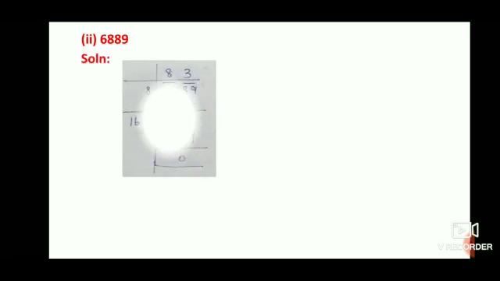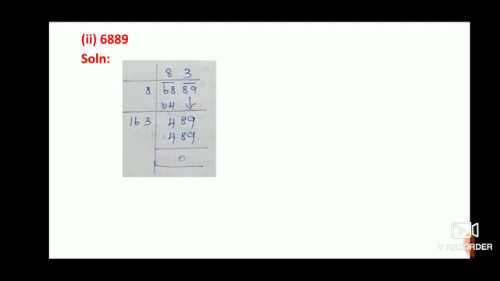Next, second subdivision, 6889. See the solution. See the big picture. This is the long division method square root. First we should take 68. So 8 into 8 is 64. Remaining 4.